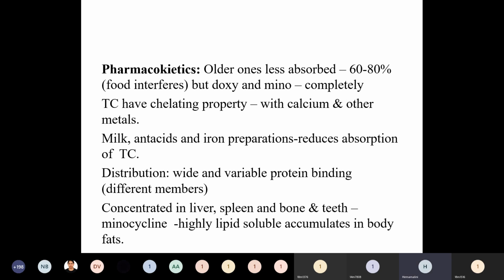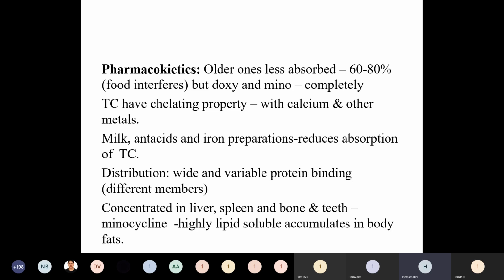Then we'll see the pharmacokinetic properties. The older drugs are less absorbed, about 60 to 80%, because food interferes with their absorption. Whereas doxycycline and minocycline, they are completely absorbed.